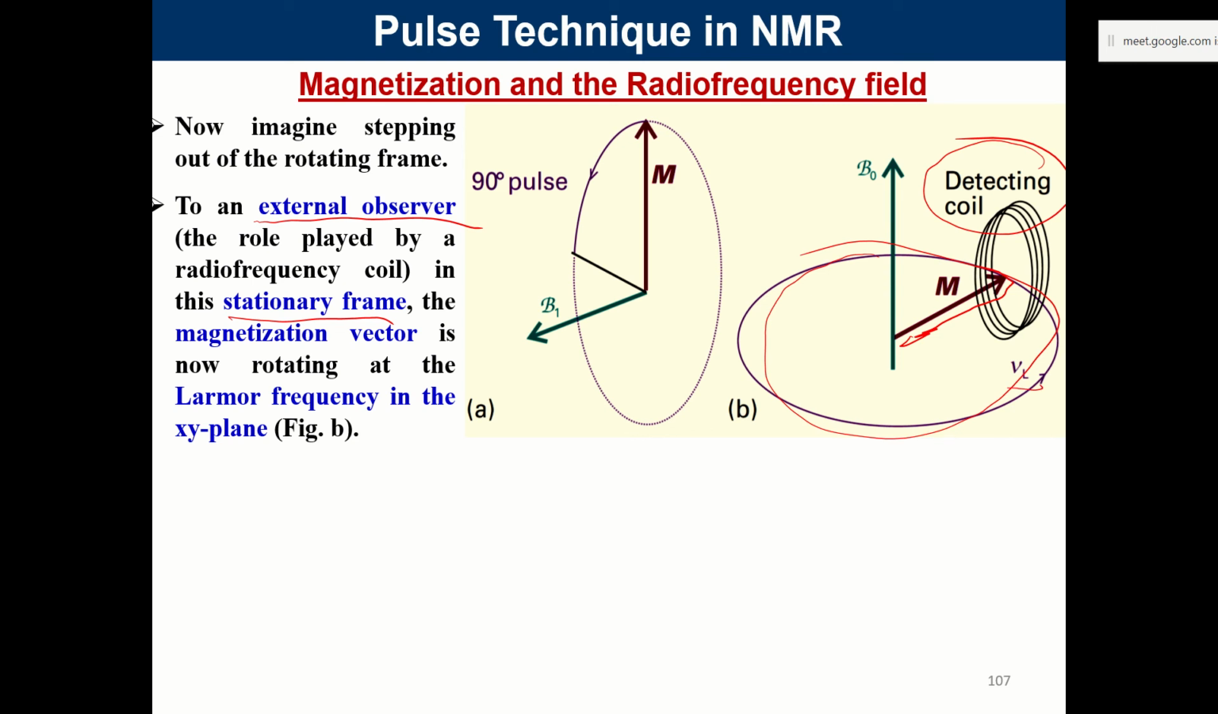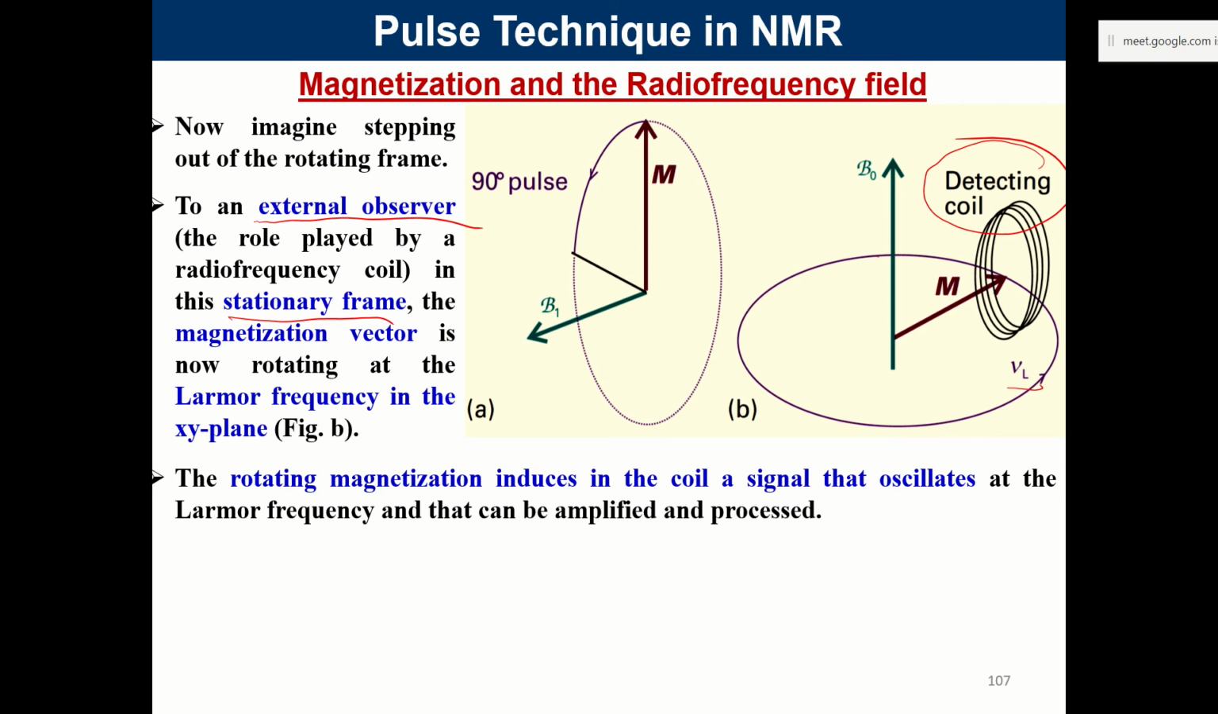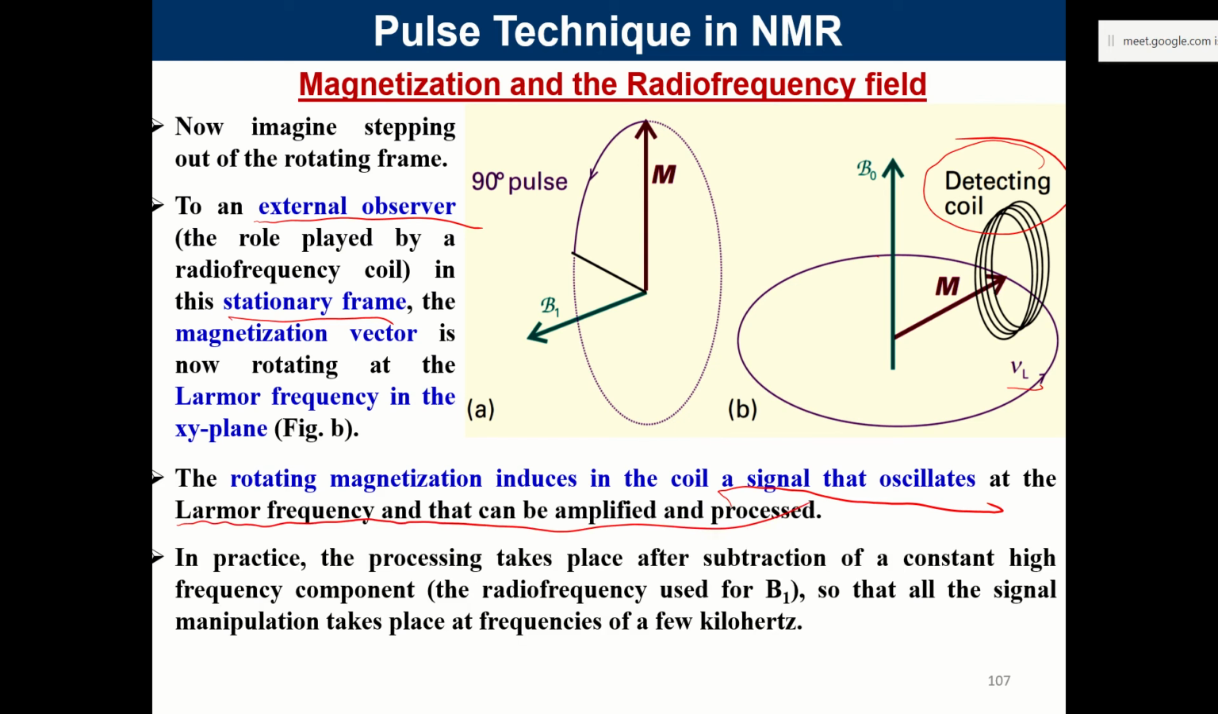This will induce oscillations, a signal in the coil. The rotating frame induces an oscillating signal. It will be the same as the Larmor frequency of the system that we are discussing. This detection coil is attached to your computer system, and you get this on the spectrum. There is a Fourier transformation algorithm, and you get the spectrum right away on the screen. That is easier said than done.